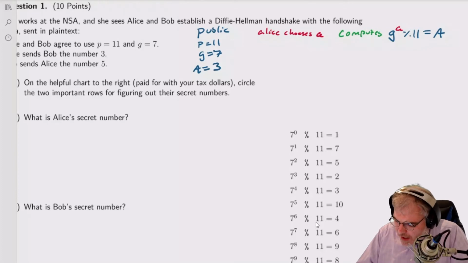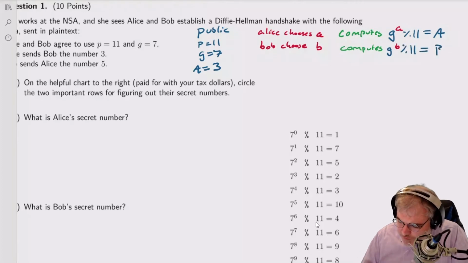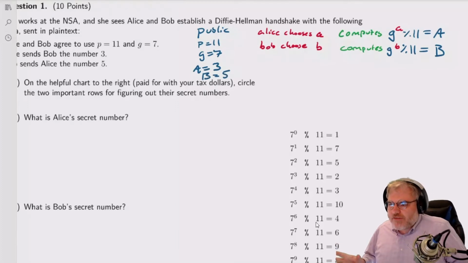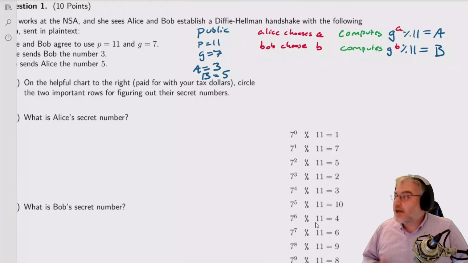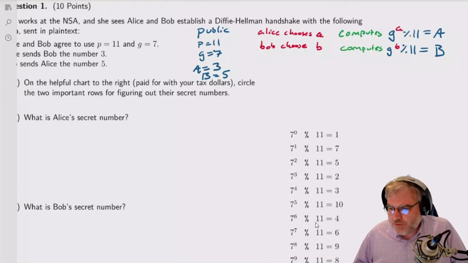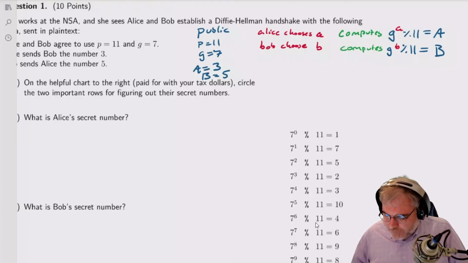At the same time, Bob chooses little b and computes G to the little b mod 11. And that's going to equal big B, and that's going to go over the network. All right, so 1 to 5, how do we feel about what's about to happen here? What's going on? Who's sending what over the network? So these are all public information.